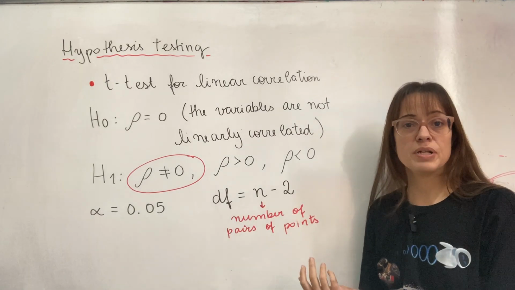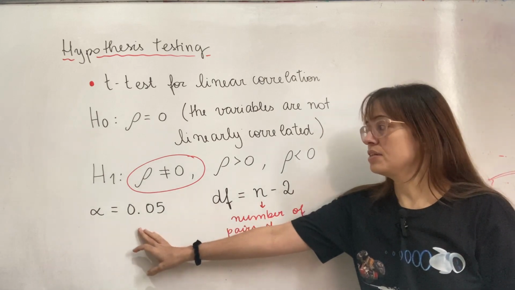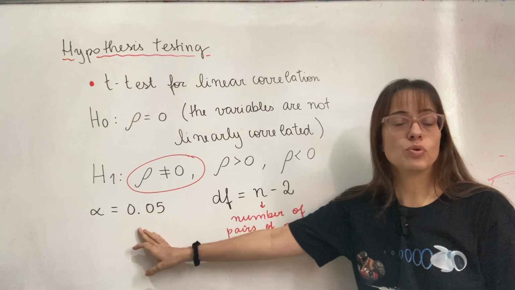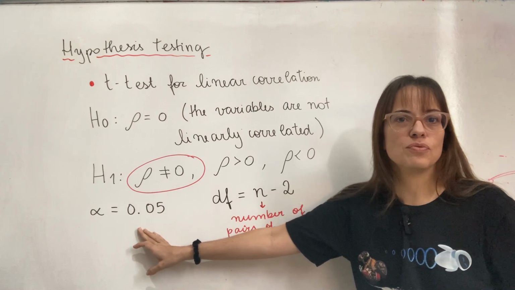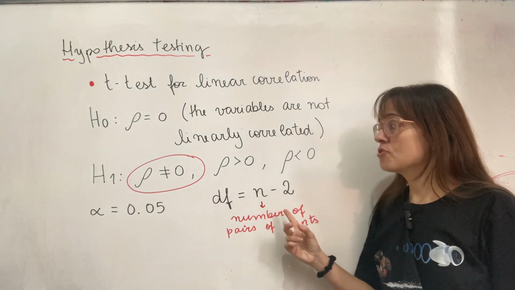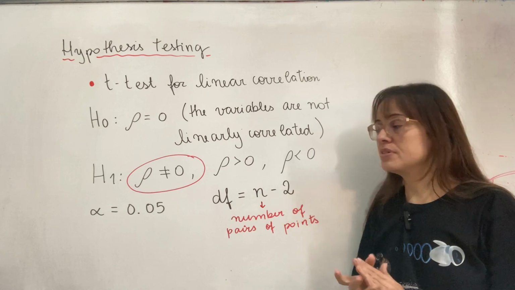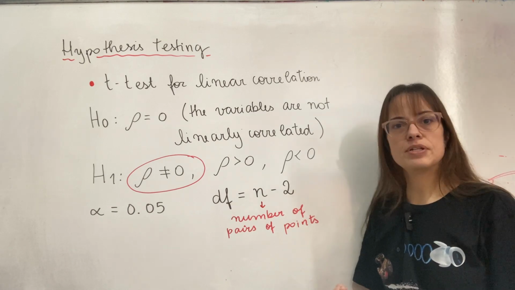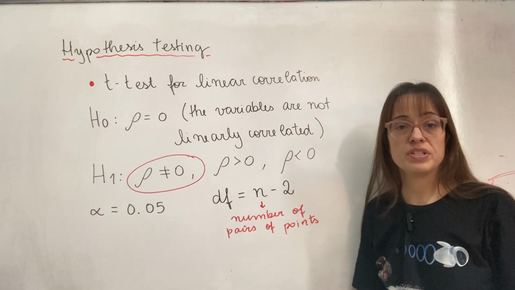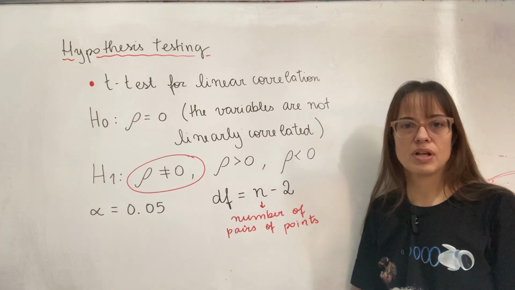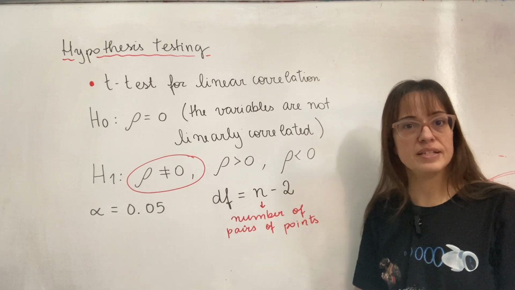2 other elements that all hypothesis tests have. One is the significance level, which we are going to keep using 0.05 like we did in the other video for the other tests. And the other one is the degrees of freedom. In this case, the degrees of freedom are calculated by subtracting 2 from the number of pairs of points that we have. So in my first example, I have 20 pairs, and my degrees of freedom will be 18.